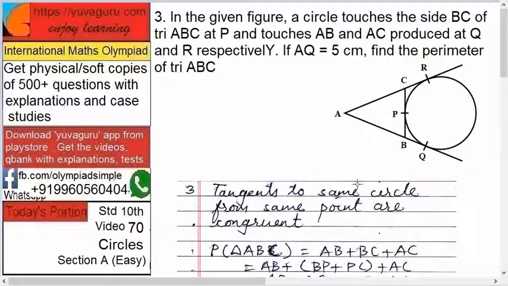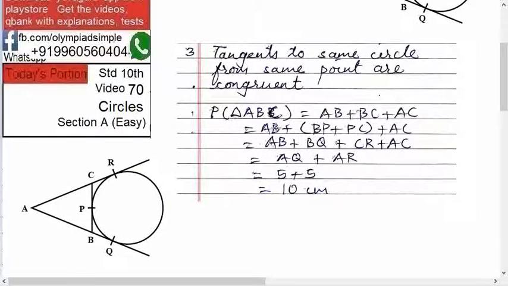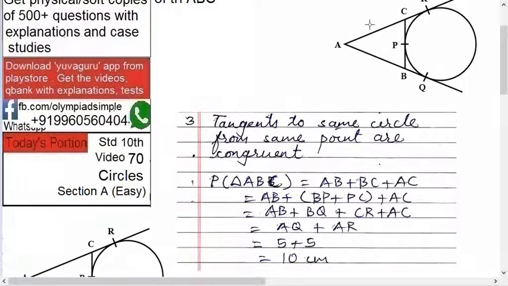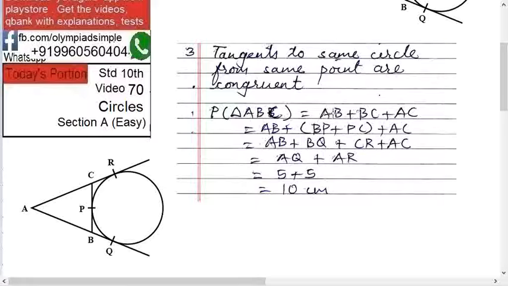Okay. So what do we want? The perimeter of triangle ABC. So what is that? The perimeter of triangle ABC is AB plus BC plus AC. So AB plus BC is BP plus PC, right? And plus AC. So AB plus BQ plus CR plus AC.